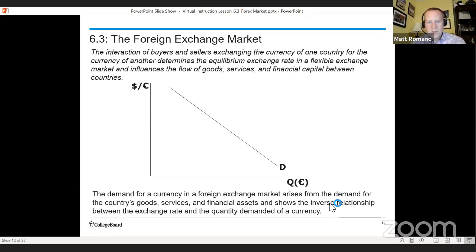We have a downward sloping demand curve. The law of demand still applies here. And then on the y-axis, I want us to take a good look here at the y-axis and how that's been notated. It says dollars per euro. What we're showing here is the price of a euro in dollars. And what I want to illustrate for you is that although this can seem a little odd, a little different, and sometimes students have a hard time remembering this, there are two things I want you to remember.